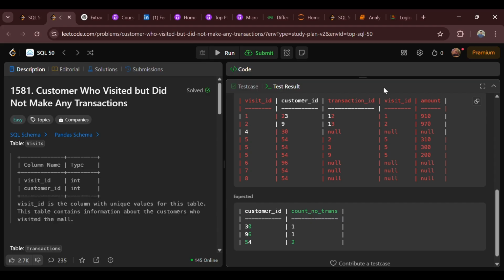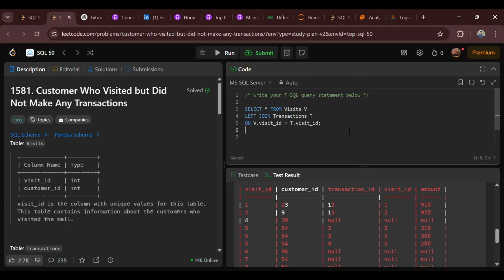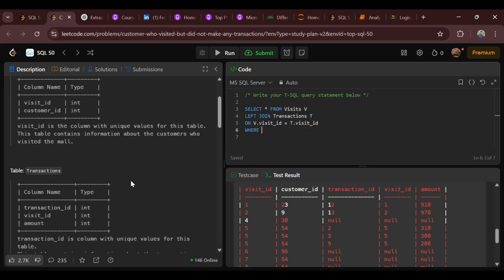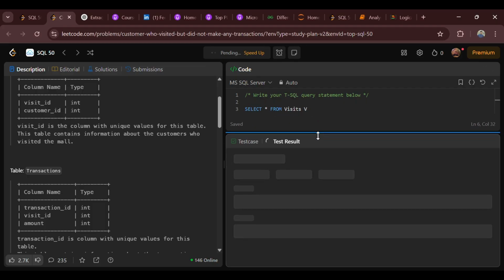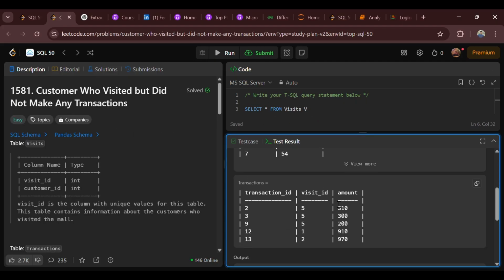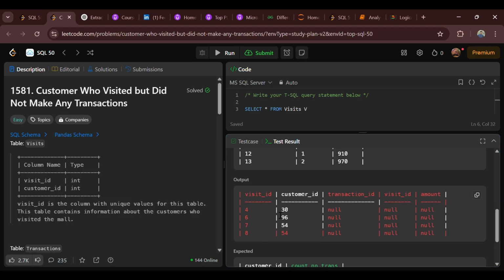Understood? So how can we achieve this? We need to filter based on either transaction ID or visit ID. So here we can write where T dot transaction ID is equal to null. Now again run and see. We will have only those customer IDs. See, only those customer IDs are here.